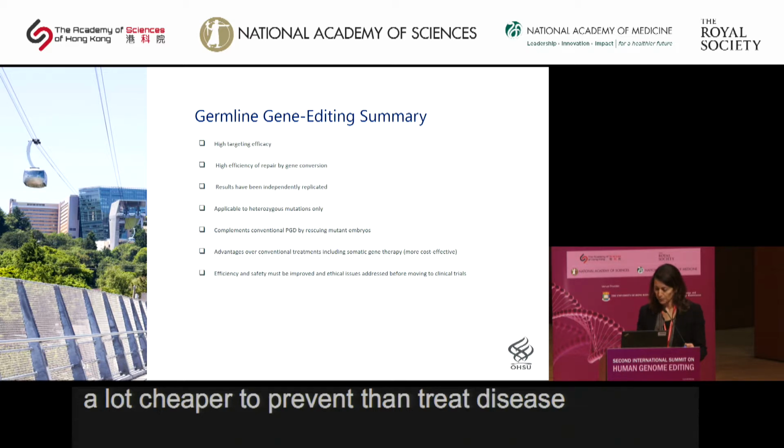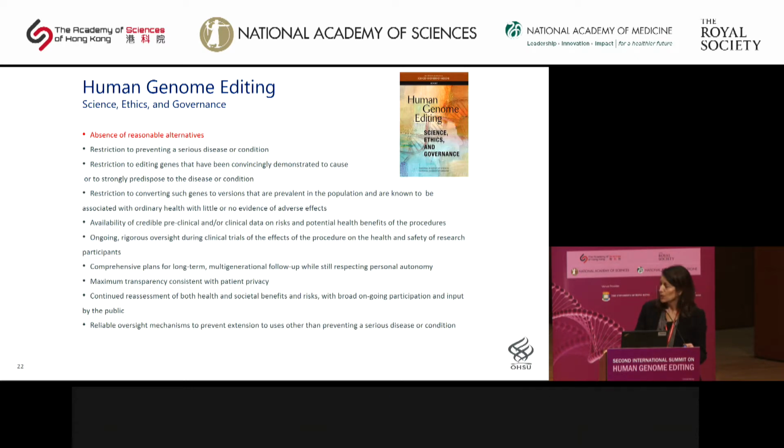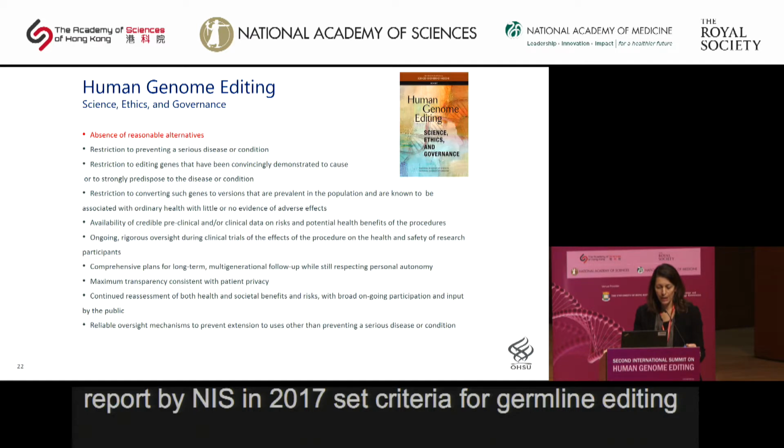I just want to briefly mention again the report by the NAS published in 2017, which set out a set of criteria for germline gene editing. And the very first one is absence of reasonable alternatives. And people always point to PGD. Well, why do you even have to do this? You can do PGD in most cases. And I would like to suggest that this criteria, at least the first one, be revisited, because I think if a technique offers some advantage, significant advantage over an existing alternative, then there's justification to pursue it.